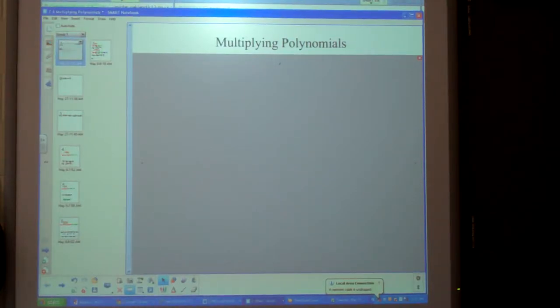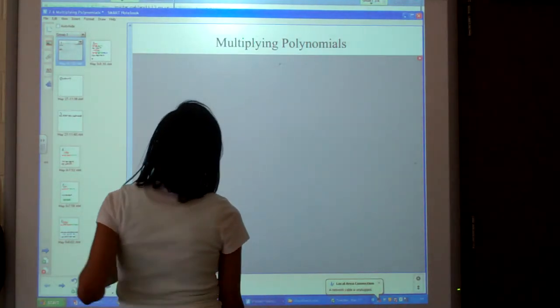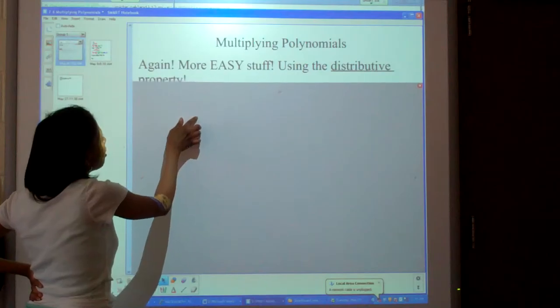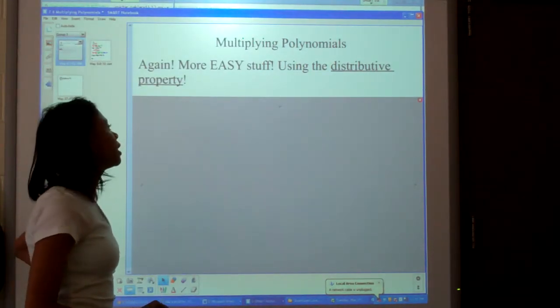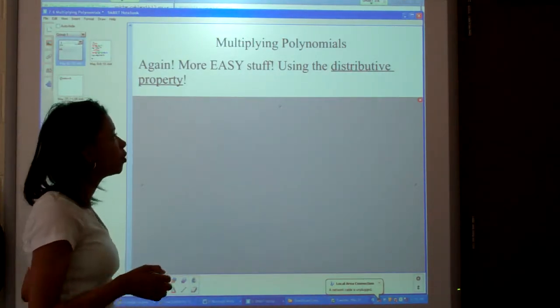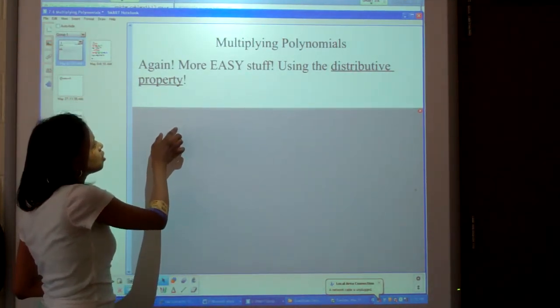All right, this is part one of multiplying polynomials. Actually, we'll be multiplying binomials with a polynomial. So here's our first example. First, I'd like you to know before we begin that this is very easy. All this is using the distributive property. If you know how to distribute, you're easy. This should be easy breezy for you.